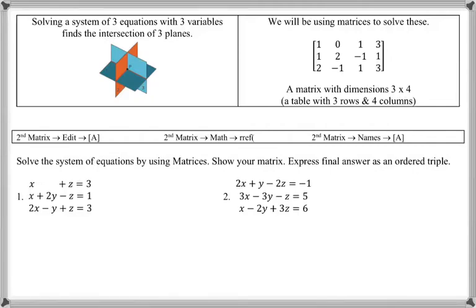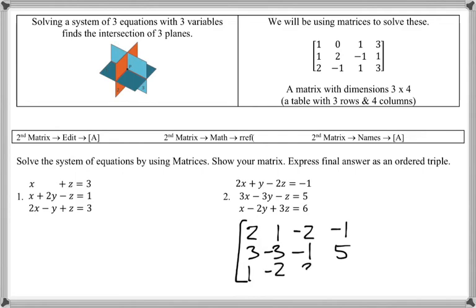Question 2 is asking us to solve this system of equations by using a matrix. So my first step is going to be to create that matrix. For the first row, I'm only using the numbers. So this is going to be a 2, an implied 1, -2, -1. The second row is going to be 3, -3, -1, and 5. The third row is going to be 1, -2, 3, and 6.